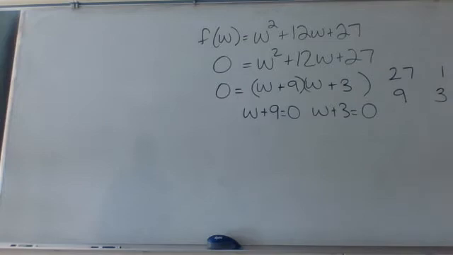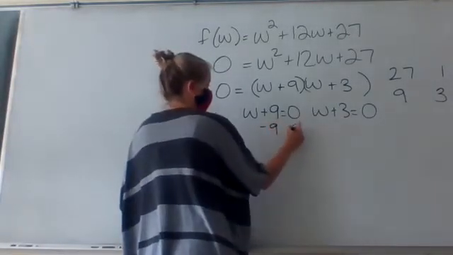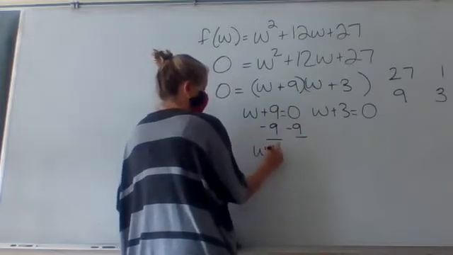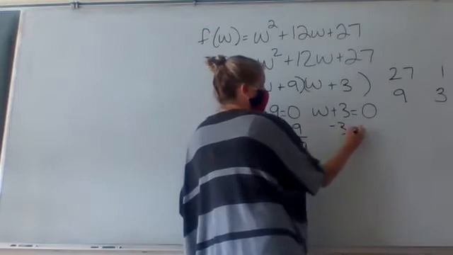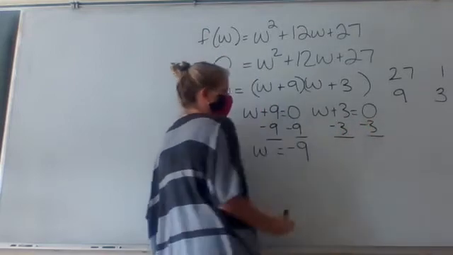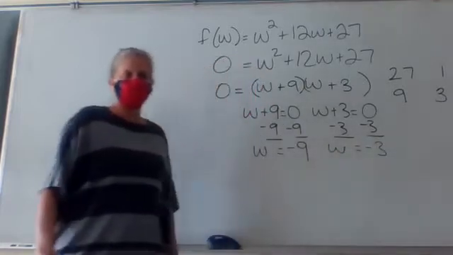And then solve those to get your 2 solutions. So subtract the 9 from both sides here. W equals negative 9. And here subtract the 3 to get that W by itself. So W equals negative 3.